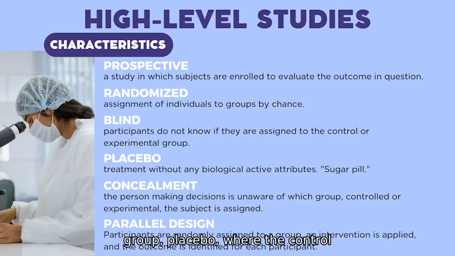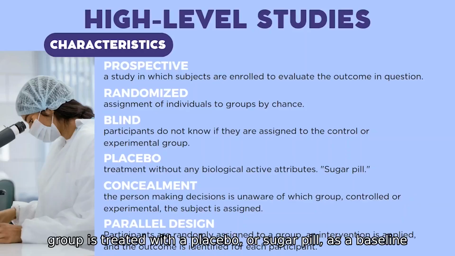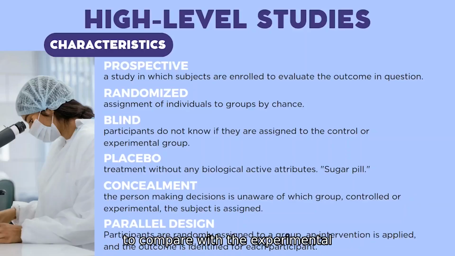placebo, where the control group is treated with a placebo or sugar pill as a baseline to compare with the experimental group, concealment, where the person making decisions is also unaware of which group participants are assigned. This is also called double-blind.